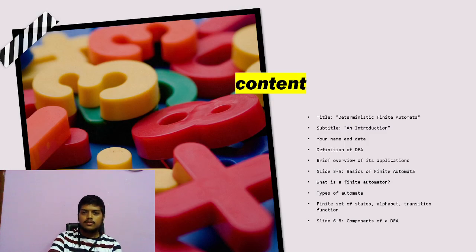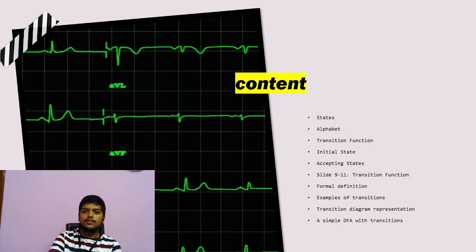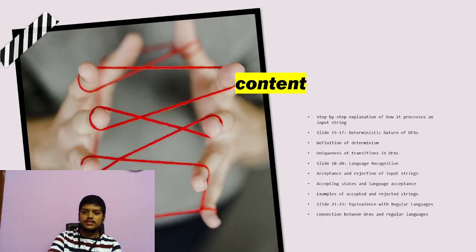First, we have contents, that is DFA introduction, definition of DFA, brief overview as well as its applications, finite automata, types of automata, finite alphabet, states, transition functions, components of DFA, that is states, alphabet, transition functions, initial state, accepting states.